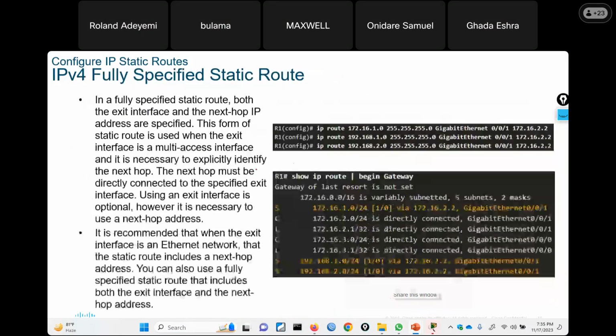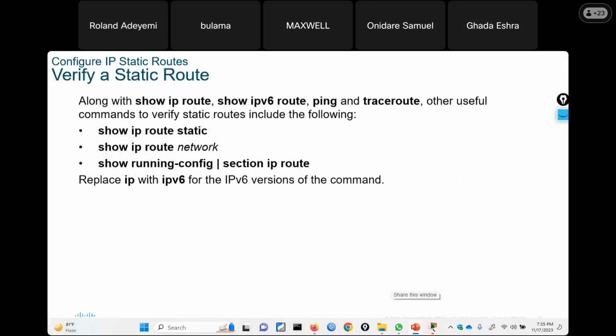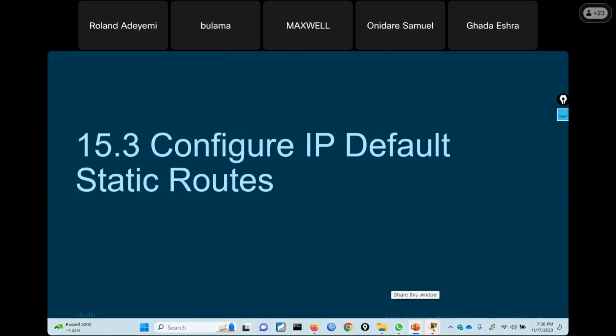Okay, so I really don't like their own topology. So commands: show ip route static, show ip route, you can define the network. This command, I think I really like it, but I have not mastered this. It's just in my head. Show running-config | section ip route. It just fetches out all the configuration you have done that has to do with static routes.